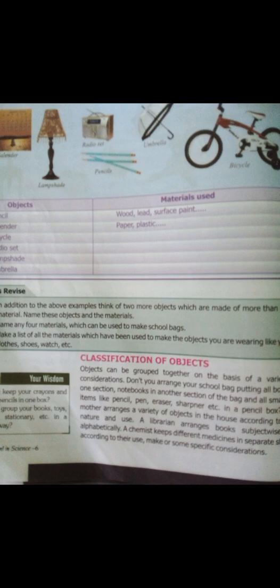And we also find a single object is made up of a variety of things. For example, a pencil is made up of wood, lead, surface paint. Calendar is made up of paper and plastic also. Bicycle contains metal and plastic. Radio contains metals and plastic. Lampshade also contains metal and plastic. Umbrella contains cloth plus metal plus plastic. Like this, the same object is made up of different kinds of materials.